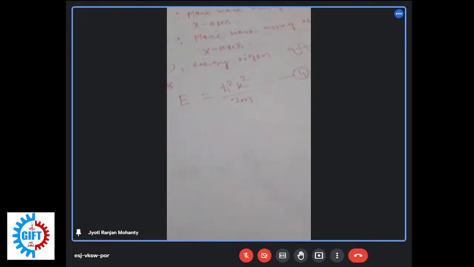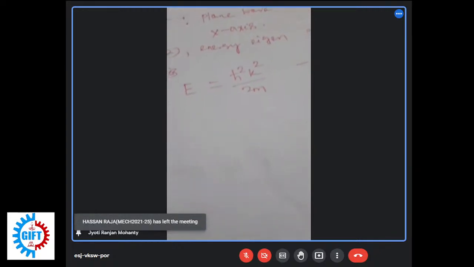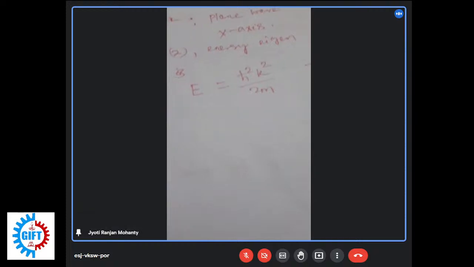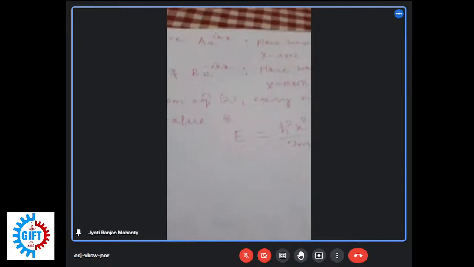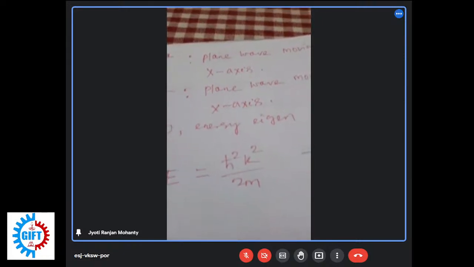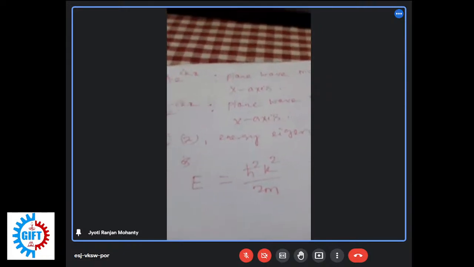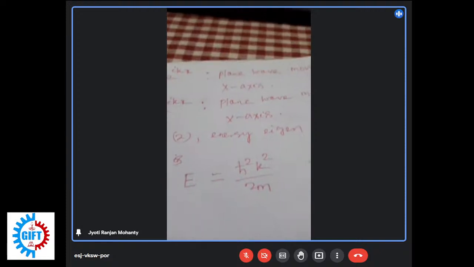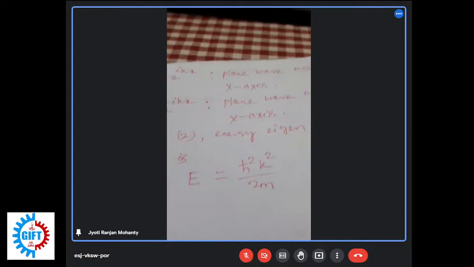Write continuous. And the energy eigenvalue is degenerate. Underline: the energy eigenvalue is degenerate. So these are some of the discussion you have to write. Okay?